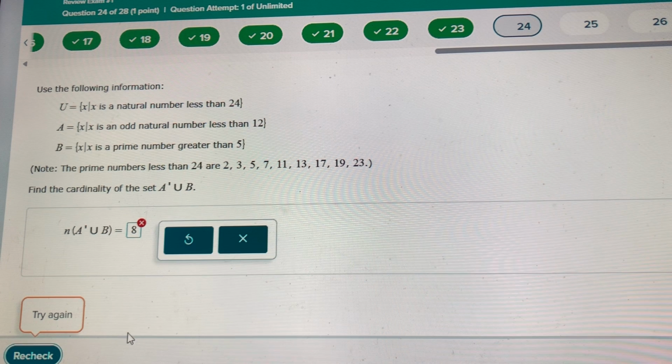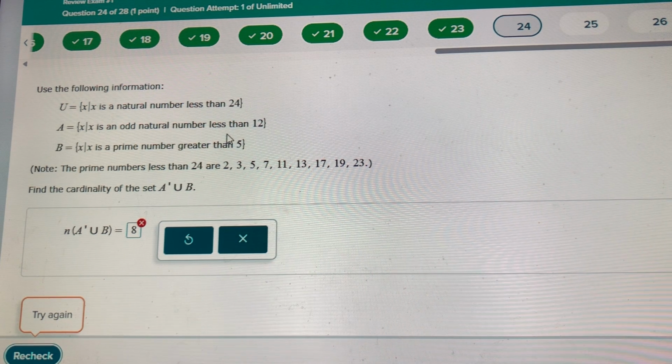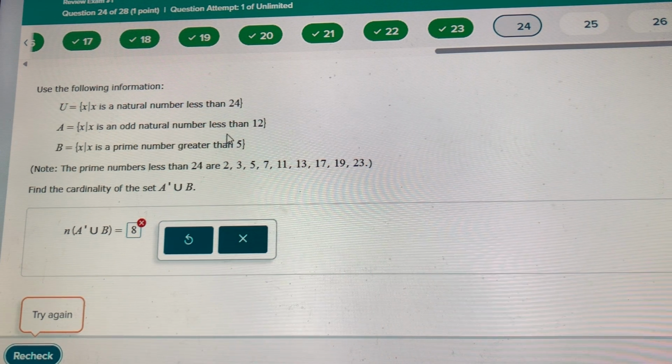Oops. A union B. 8's not right. Okay, did I miss something? Prime number greater than 5. 1, 2, 3, 4, 5, 6. Yes. And then the opposite of odd numbers less than 12. Okay, yeah, I know what I did wrong.